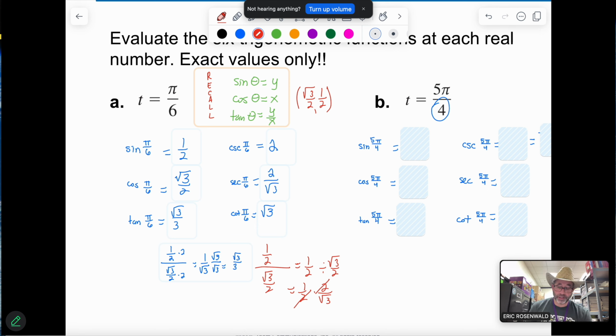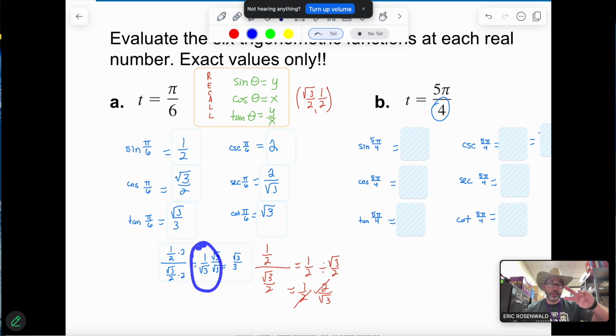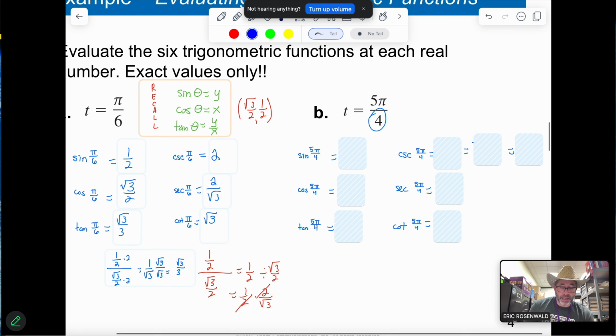That's, again, if we rationalize that, or we can even look simply at this part right here before we simplified it, that 1 over root 3, if I took the reciprocal, is just going to equal root 3. Okay? All right, let's go ahead and look at 5 pi over 4.